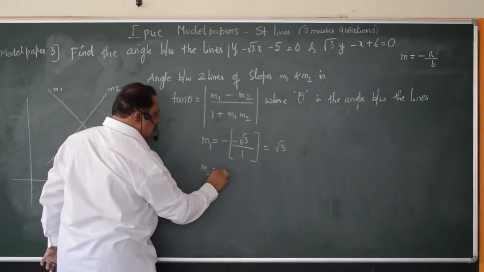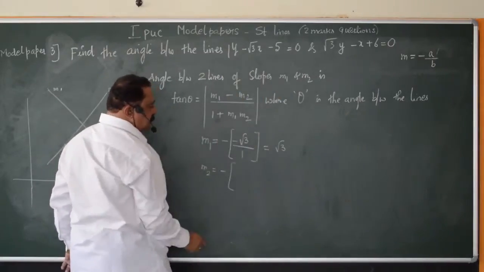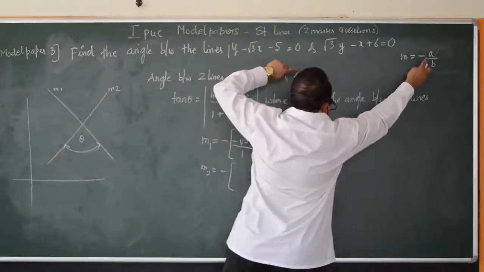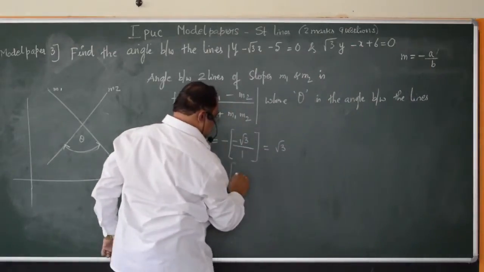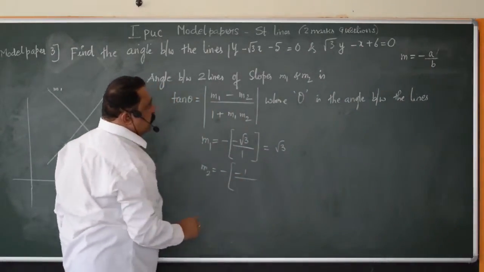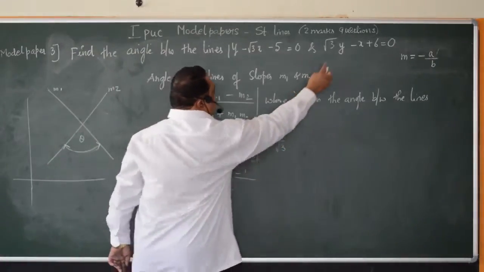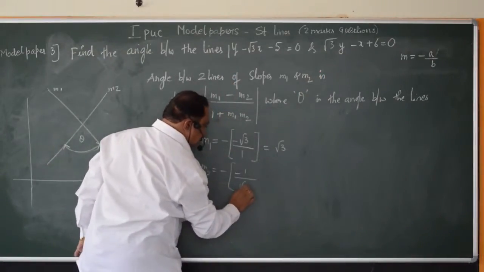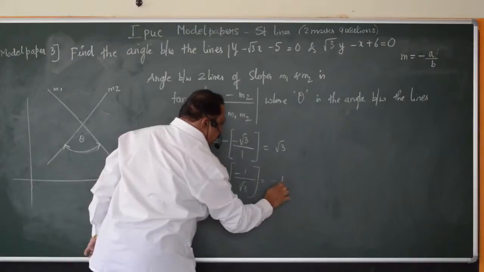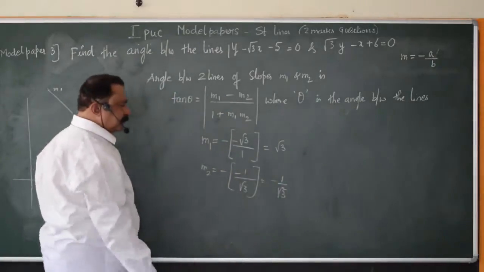And m2 is again the same formula for the other line. A is the coefficient of x. Coefficient of x is minus 1, divided by b. What is b? Coefficient of y. Coefficient of y is root 3. So you get this as minus 1 by root 3.